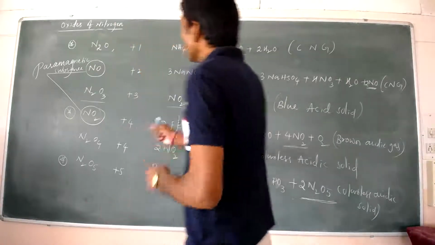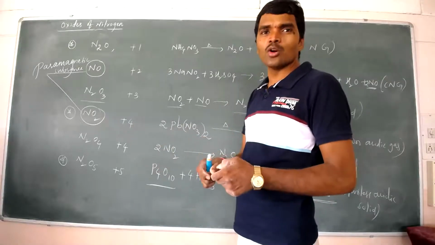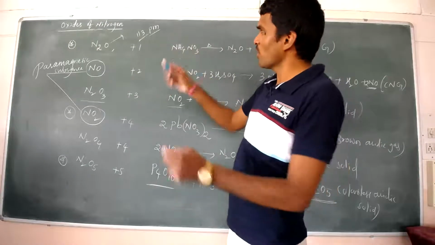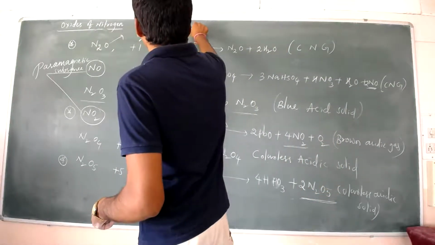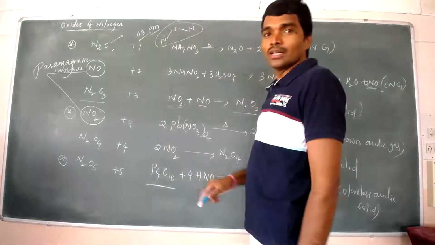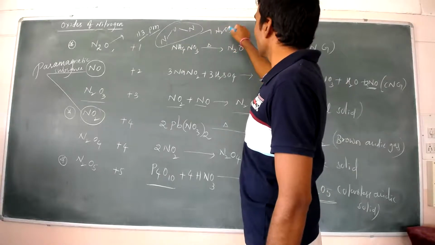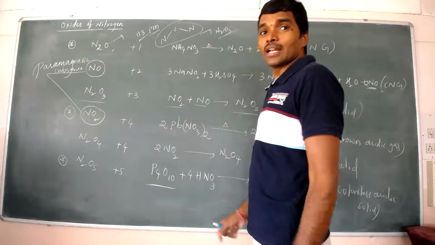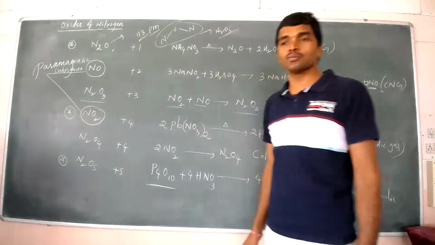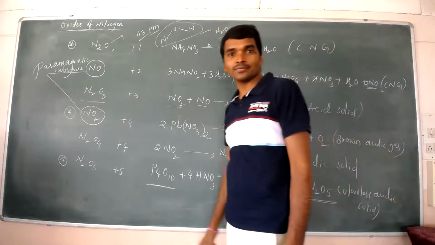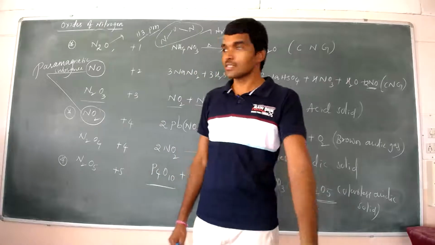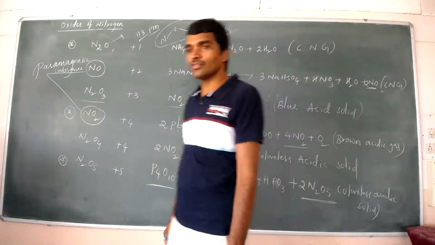Another question they will ask: the lowest nitrogen to nitrogen bond length is present in laughing gas, only 113 picometer. And which molecule does not contain a nitrogen to nitrogen bond? Your answer is N2O5. In N2O5, no N-N bond is present. In the remaining oxides, a nitrogen to nitrogen direct bond is present. And as I already told you, which of the following is a blue acidic solid? Your answer is N2O3. This is the oxides of nitrogen.